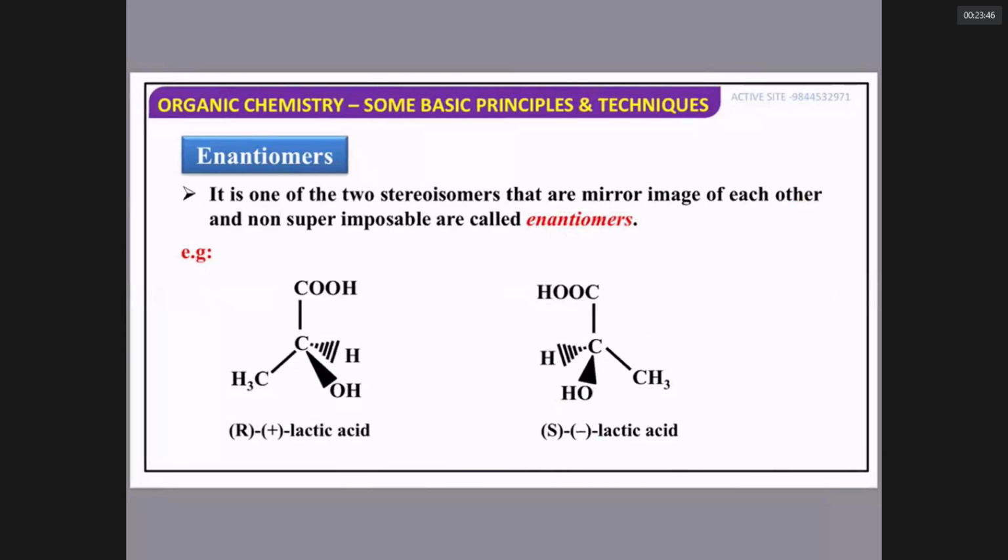Look at the lactic acid. In milk there is a lactose sugar. A kind of bacteria, lactobacilli, converts lactose into lactic acid. If this is formed in milk, the milk will curdle.